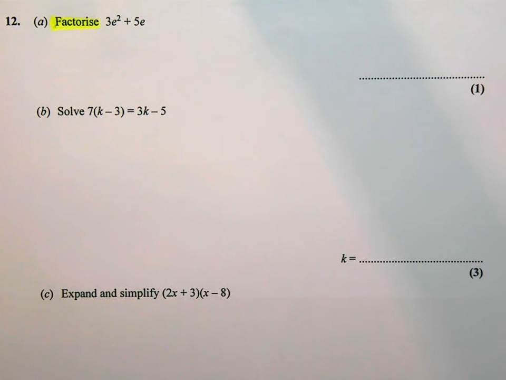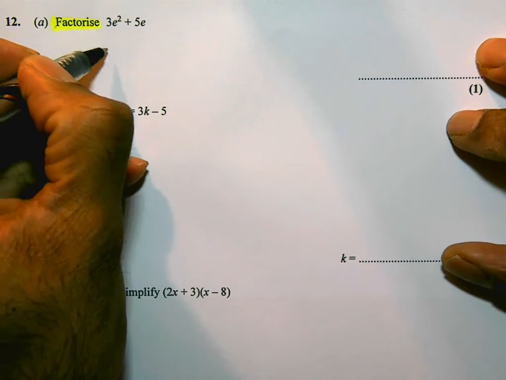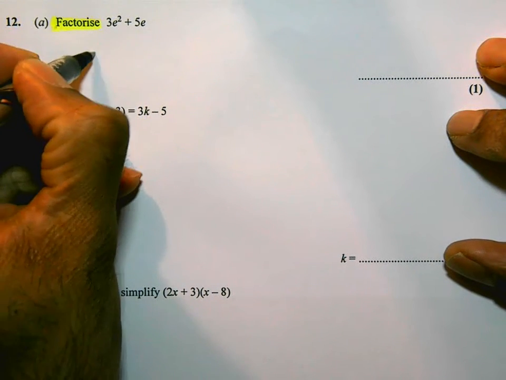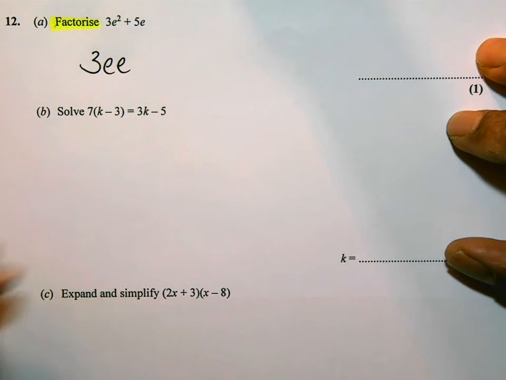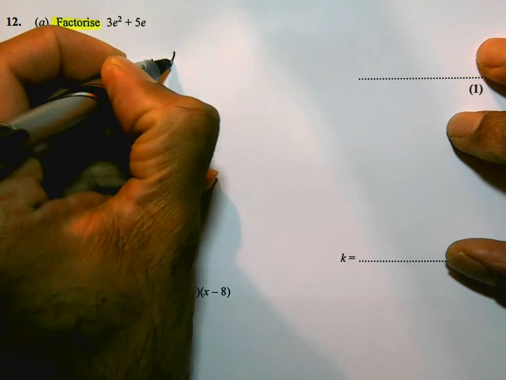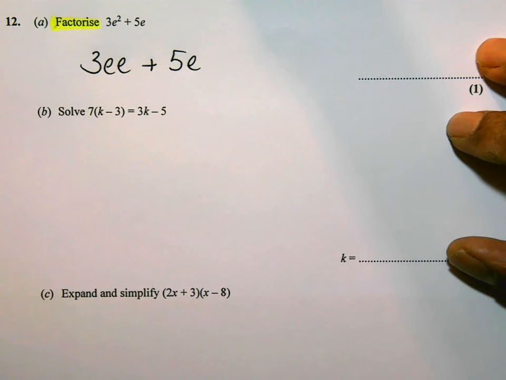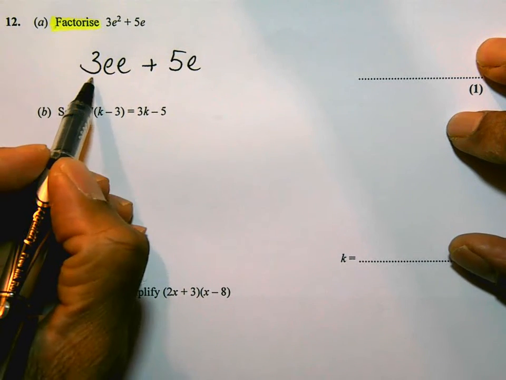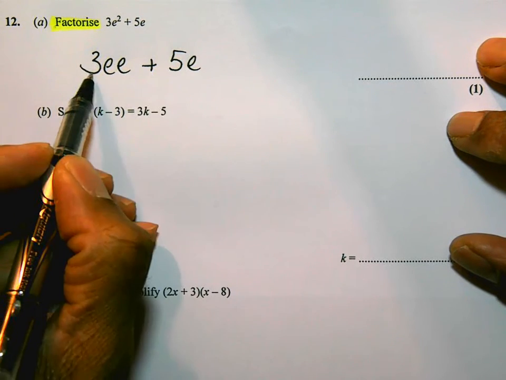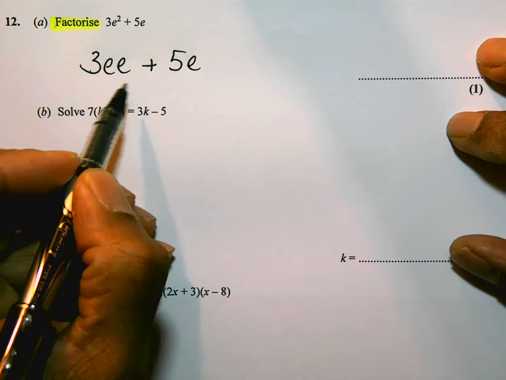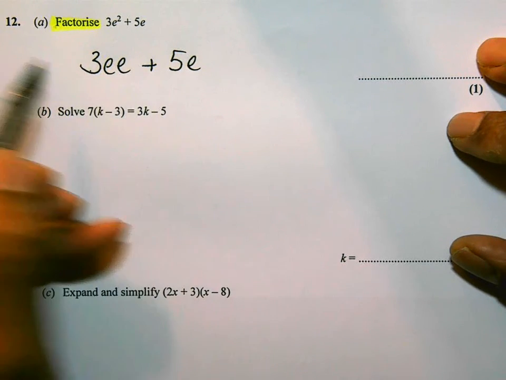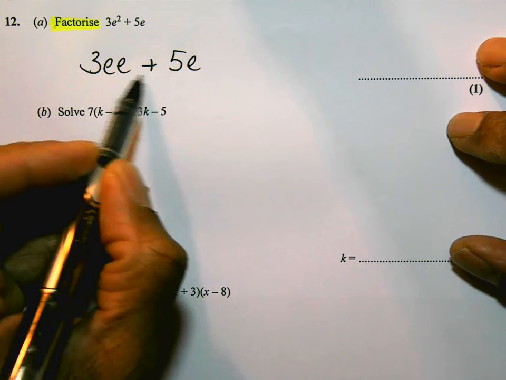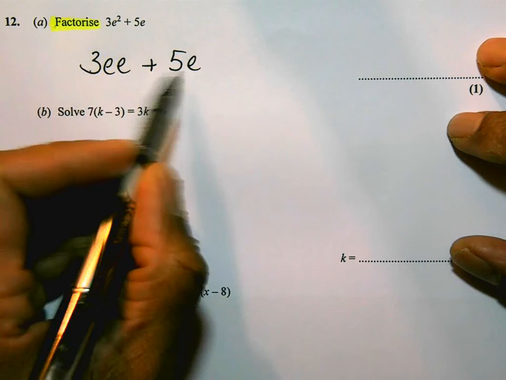Okay, this is a pretty straightforward factorizing. If I look at each of the expressions, 3e squared means 3 times e times e. So I'm going to write it as 3e times e plus 5e. When we factorize, we take out numbers that can go into all the numbers. So 3 and 5, in fact, both of these are prime numbers, so nothing other than 1 could go in them. So we don't take 1 out. Looking at the letters, there's an e there and an e there, so they have an e in common.